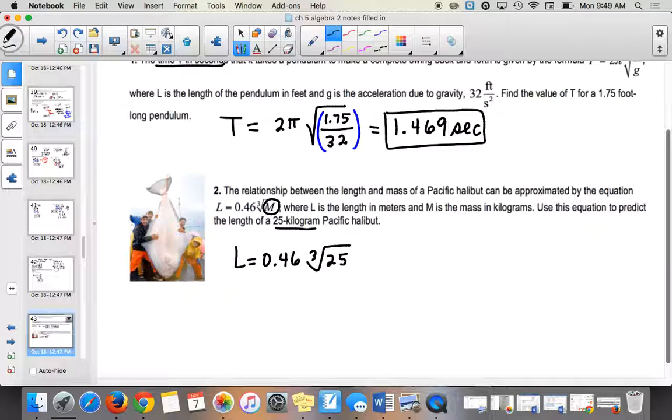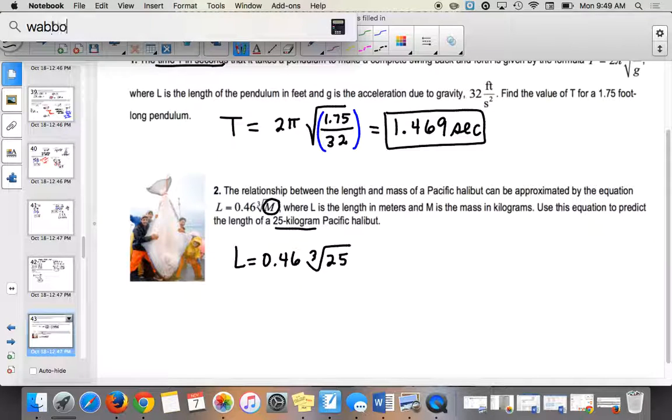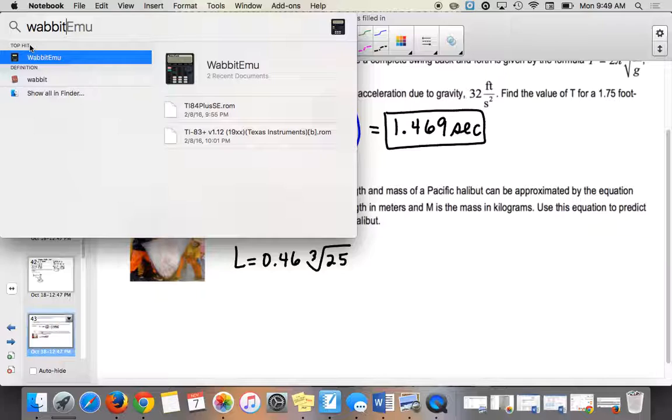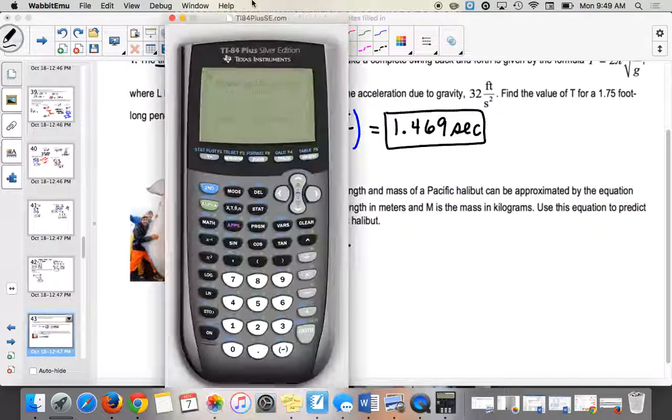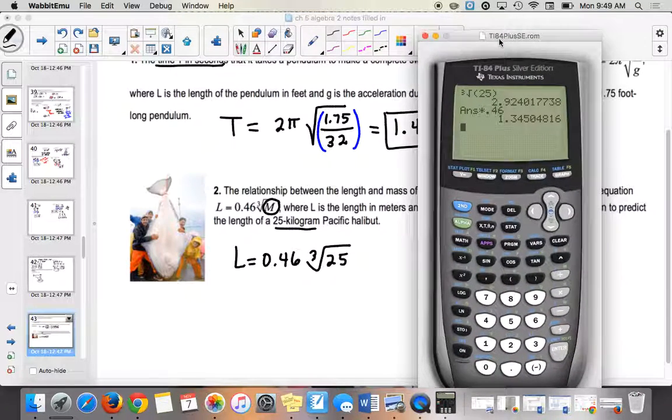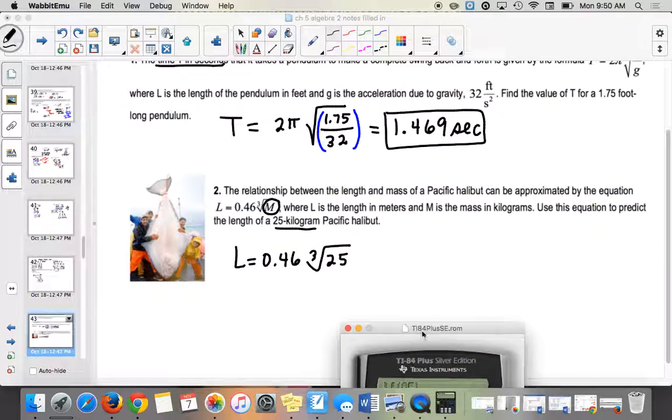There is a button on your calculator that does cube root, but I'll show you another way to do it too. So on your calculator, if you go to math, do you guys see the button math on the left-hand side? And you hit math, and you go down, you see how that says cube root. It's option number 4 on mine. So cube root of something. You can put in the cube root of 25, find the answer, and then multiply by your 0.46. So that's the first way that you can put it in. So I got 1.345, which is in meters.